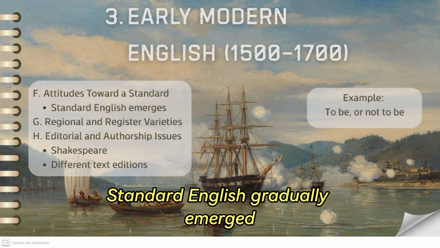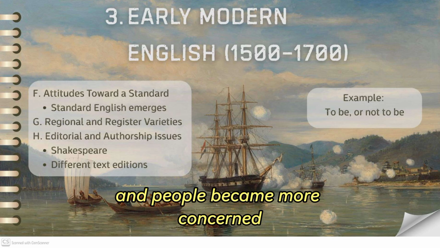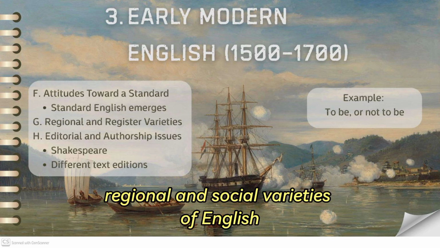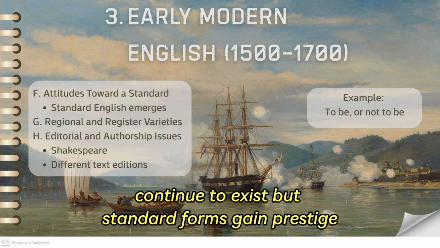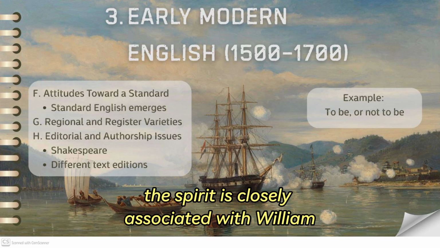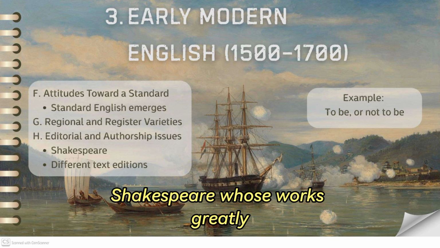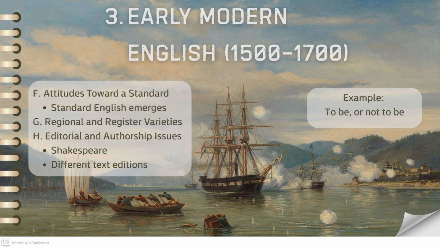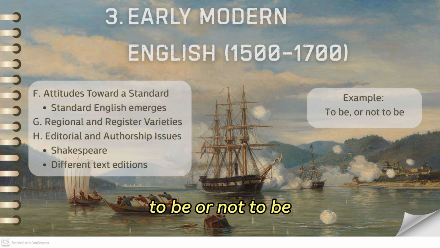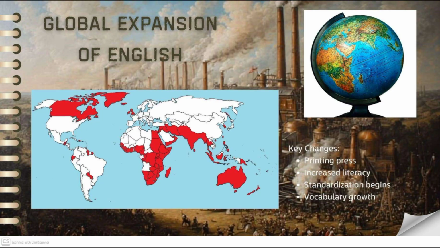Standard English gradually emerged, and people became more concerned with correct spelling and grammar. Regional and social varieties of English continued to exist, but standard forms gained prestige. This period is closely associated with William Shakespeare, whose works greatly influenced English literature. A famous example from Shakespeare is the line, "to be or not to be."